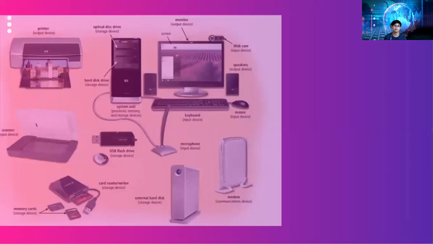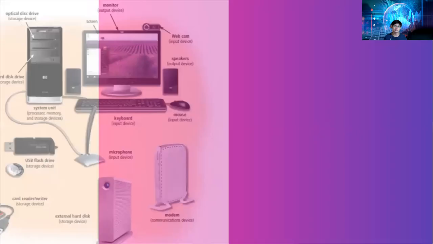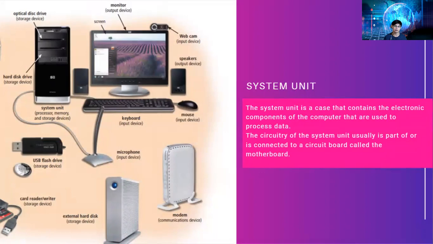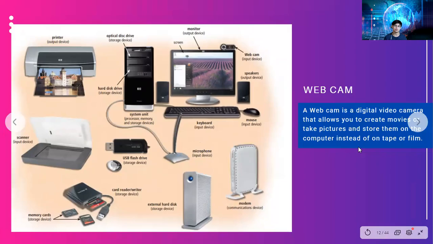So again, a printer, of course, produces text and graphics on a physical medium, such as paper, okay? A monitor displays text, graphics, and videos on screens. The speakers allow you to hear music, voice, and other audio. So that's it. That's all for the output devices.